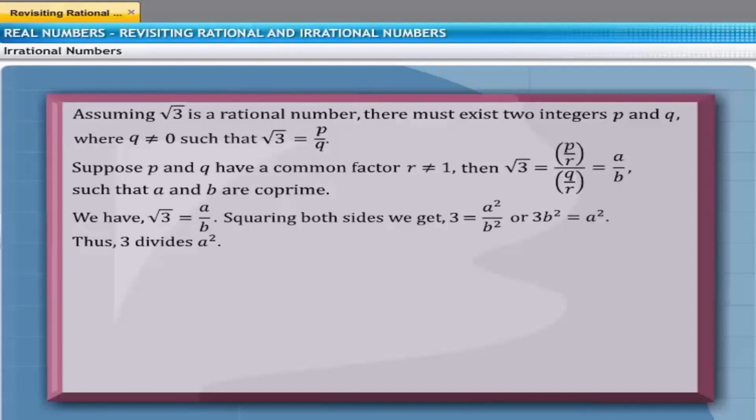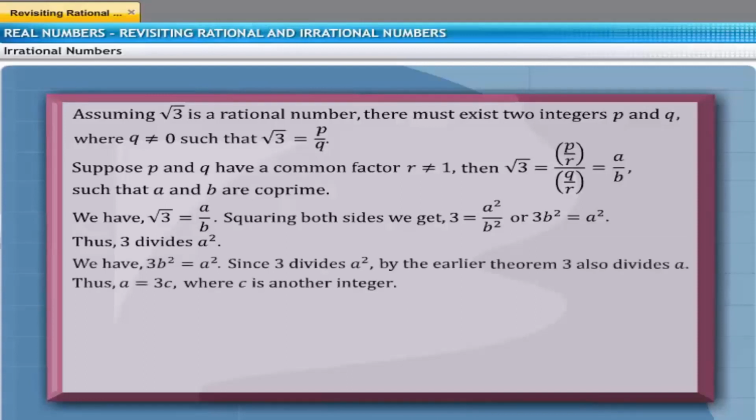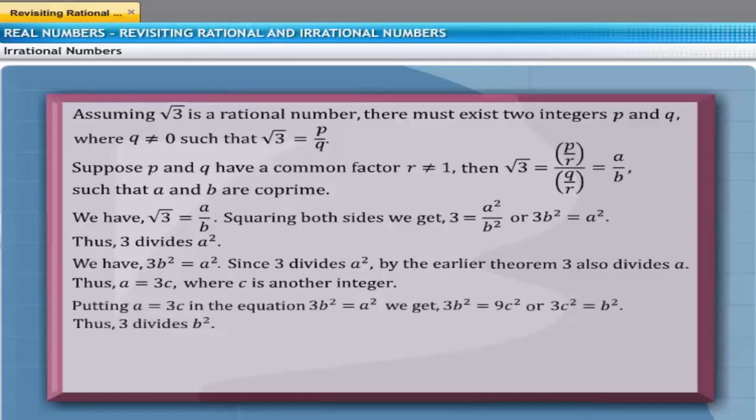This means 3 divides a square. Since 3 divides a square, by the earlier theorem we proved, we can say that 3 divides a. Thus we can also say that a is equal to 3c for some integer c. Putting the value a is equal to 3c in the previous equation for a and b, we get 3 times c square is equal to b square. This means 3 divides b square.